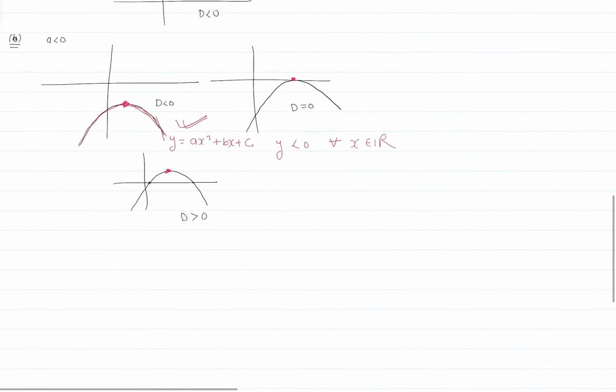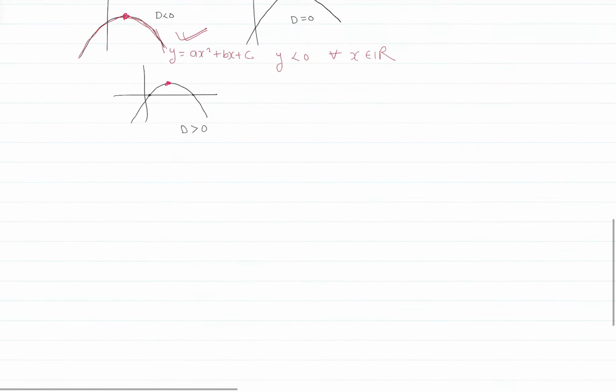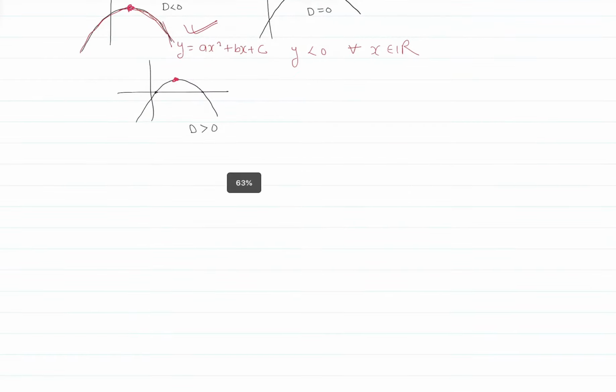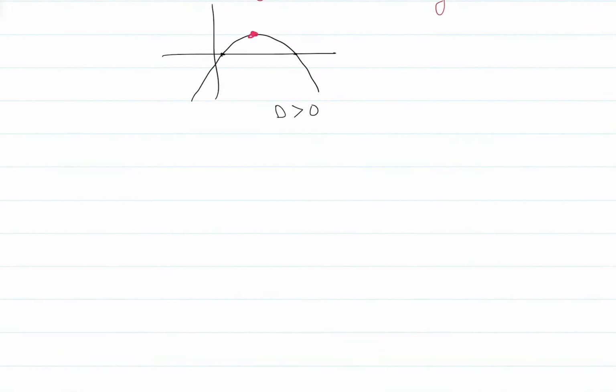Now these six positions are very important, so let's start by making some notes. First note, y is greater than 0 for every x belongs to R if a is greater than 0 and d is less than 0.